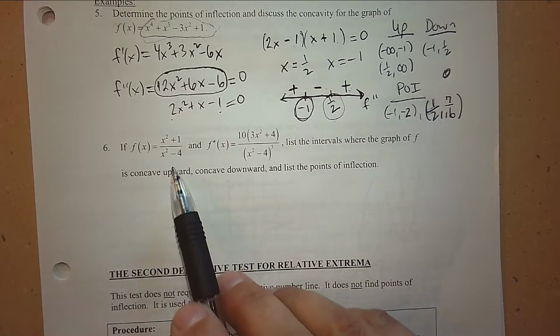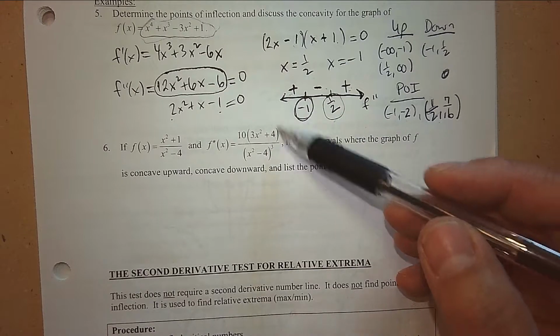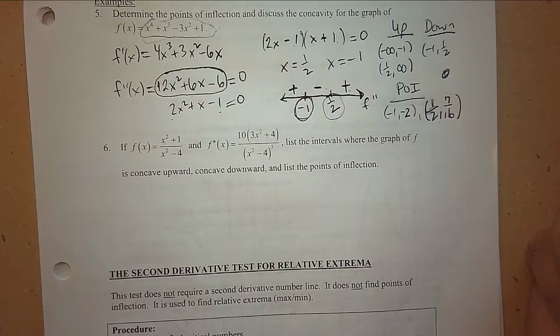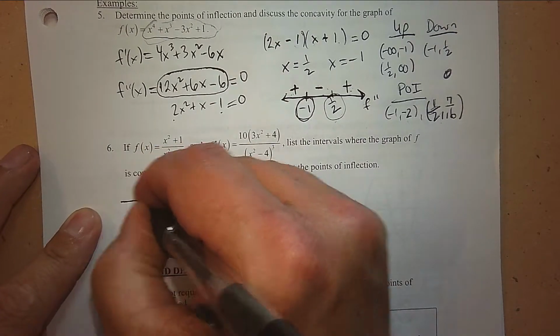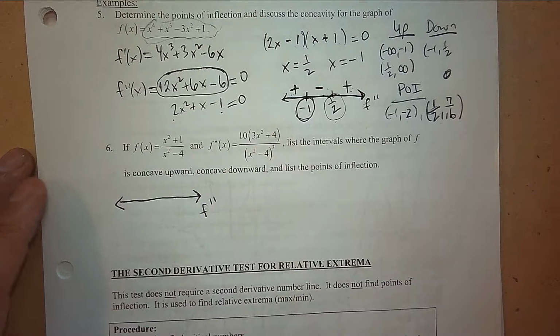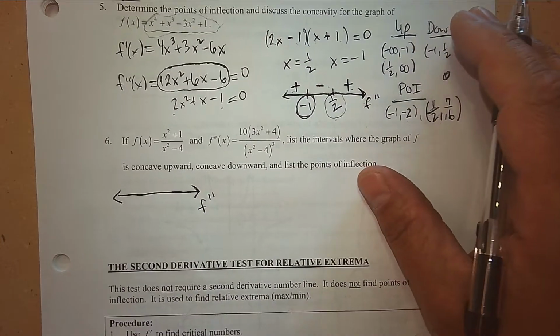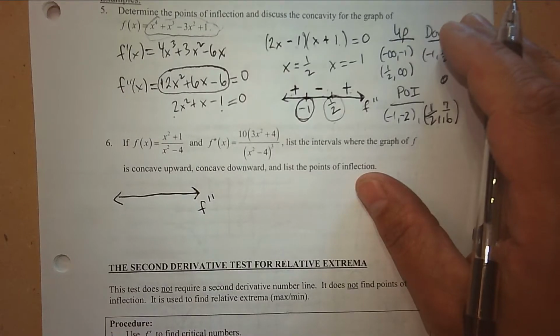You're given a function. Do you have to take the second derivative? The answer is no. Why? Because it already gives it to you. So it says, list where that is concave up or down. So what do I do to find that? I draw a number line for the second derivative. Whenever you have a fraction, I'm going to tell you again and again, what makes the top 0? What makes the bottom 0?